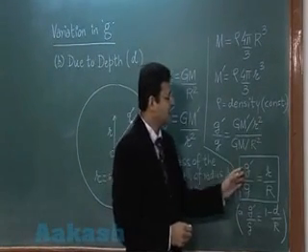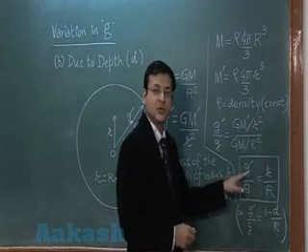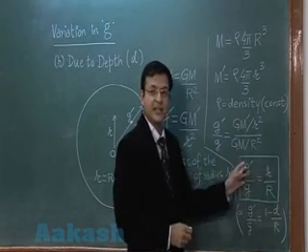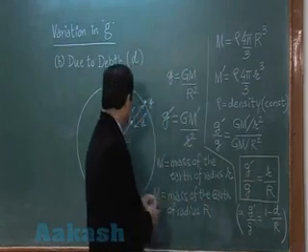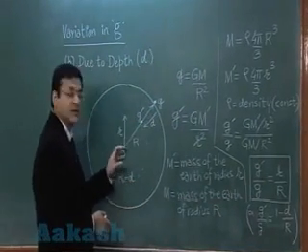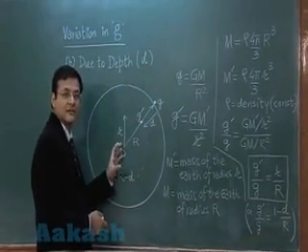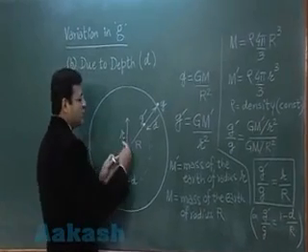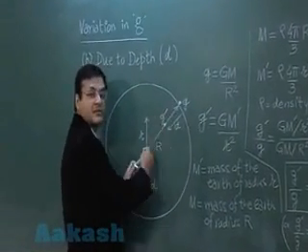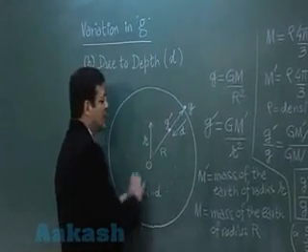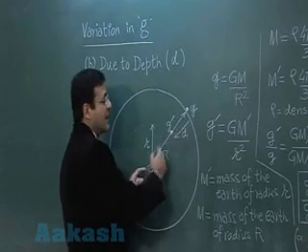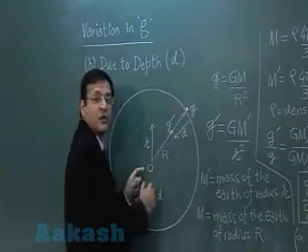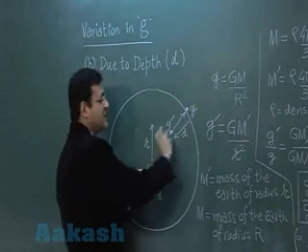This expression is telling you that acceleration due to gravity is varying linearly with small r. That means if you are at the center of the earth, then the acceleration due to gravity will be 0, and as you move towards the surface of the earth, you will find that acceleration due to gravity has started increasing and it acquires maximum value on the surface of the earth, and the variation is linear.